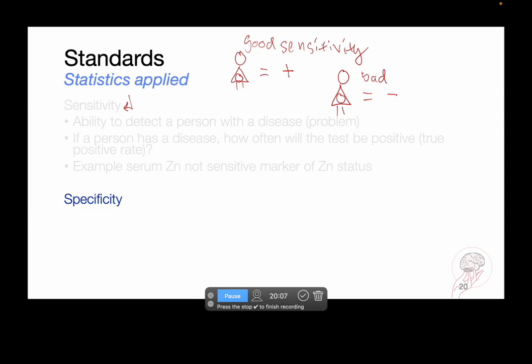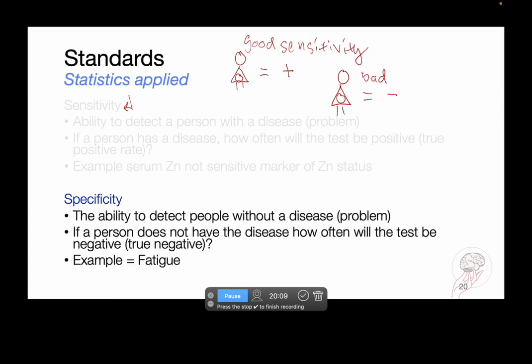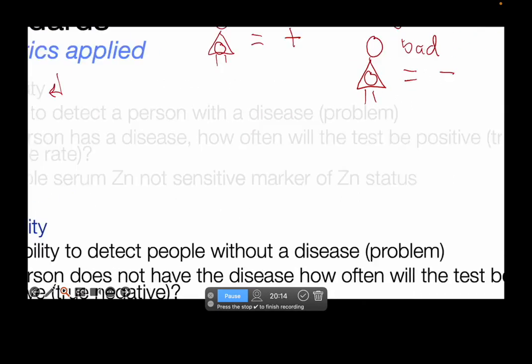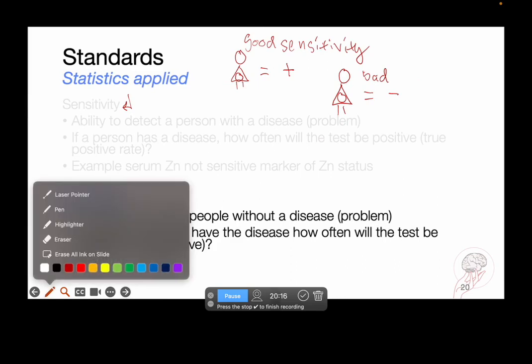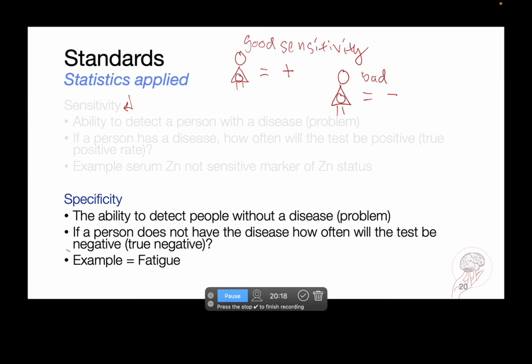We also have specificity. And this is the ability to detect people without a disease or a problem. Apologies for that. So let's then think of it the other way. If we have good specificity, that means this lady's now not pregnant. This is a different lady who's checking if she's pregnant. Not pregnant. It should be negative. That's good specificity.